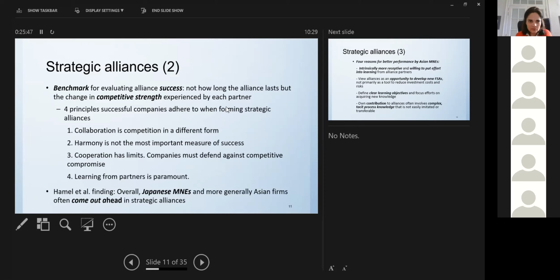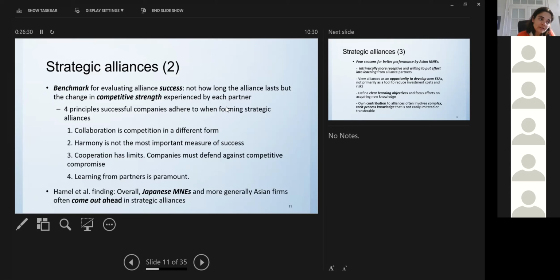To say, okay, the alliance lasts several years, so that's a good sign, they still work together on a project. But in fact, what is more interesting for a company to evaluate, whether to continue or to stop an alliance, is the change in your competitive strength thanks to the alliance. There are actually four principles for successful companies, to judge whether to form the alliance and to evaluate it. You should look first into collaboration. It's collaboration, but it's also competition, in a different form.